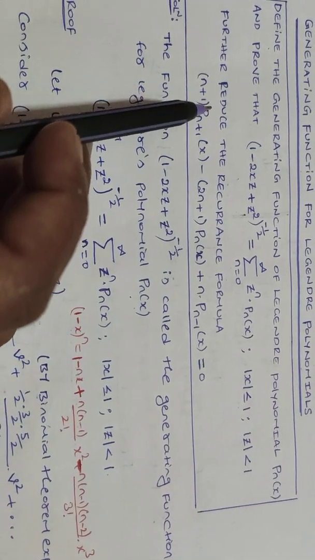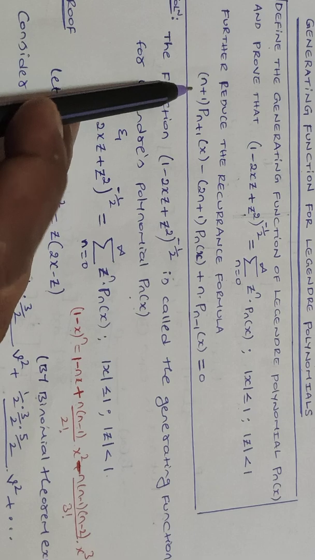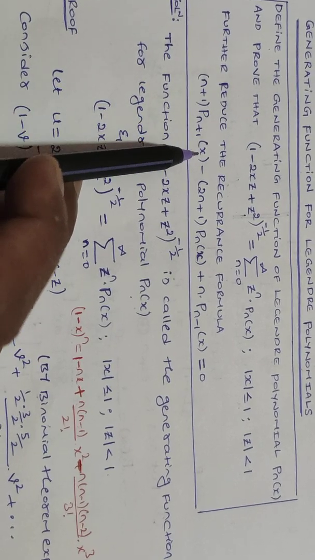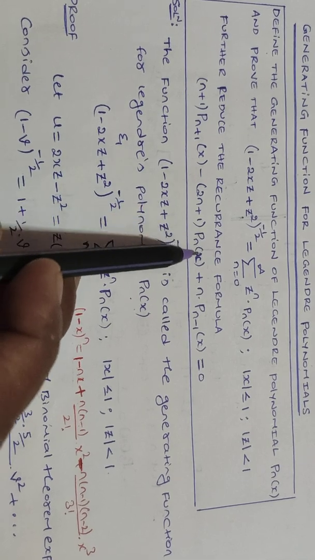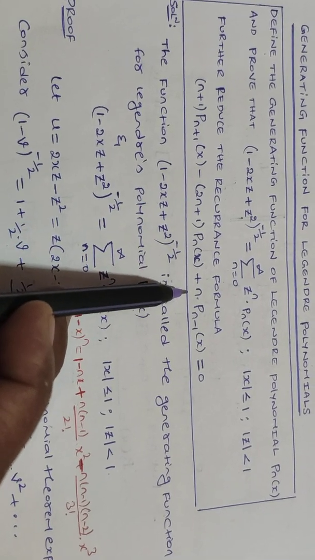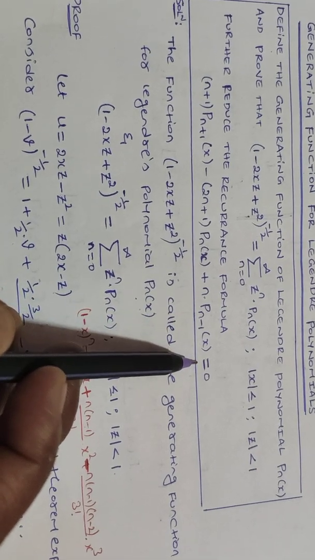Further, deduce the recurrence formula: n plus 1 into Pn plus 1 of x minus (2n plus 1) into x into Pn of x plus n into Pn minus 1 of x is equal to 0.